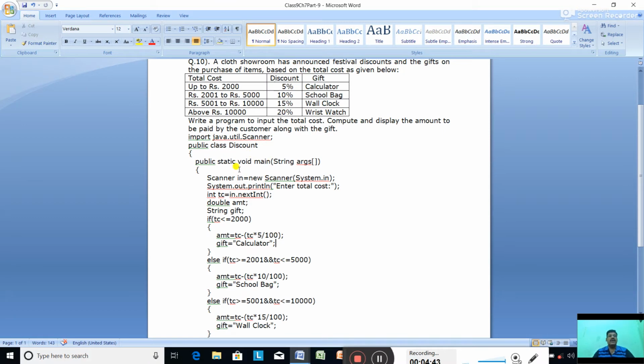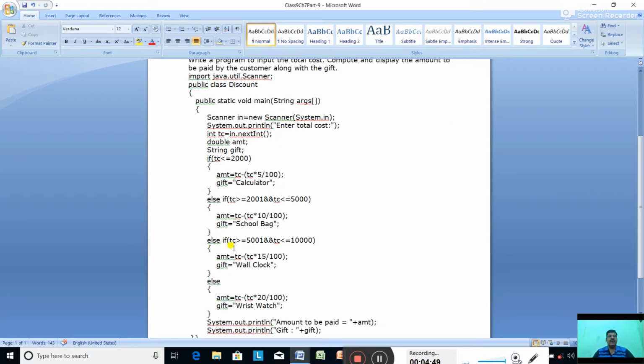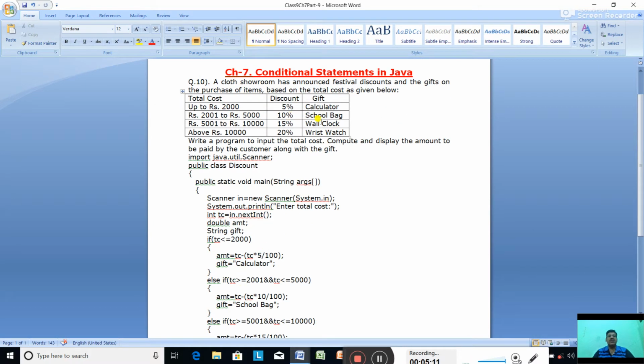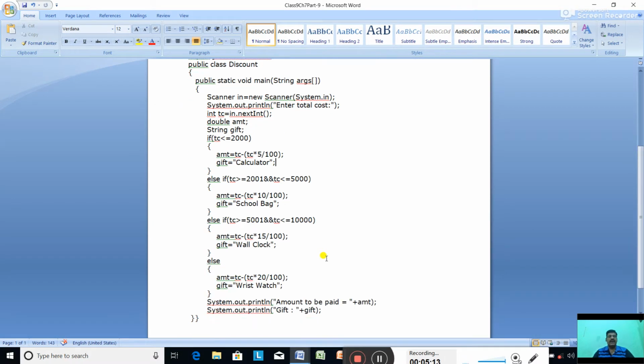Now third, if the total cost is from rupees 5001 to rupees 10,000. So else if total cost is greater than or equal to 5001 and TC less than or equal to 10,000, then amount equal to TC, means total cost, minus total cost into 15 by 100, means 15% discount. So this 15% discount we subtract from the total cost. So this will be the amount to be paid. And what is the gift? Gift is wall clock. Okay.